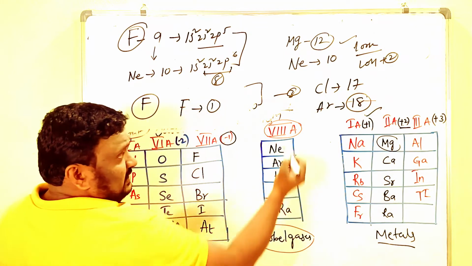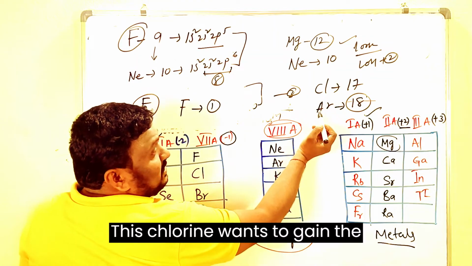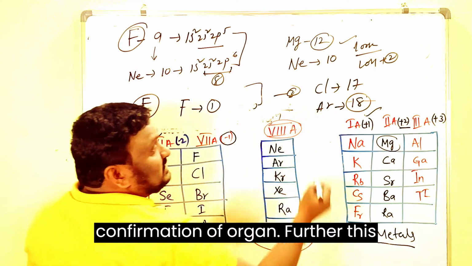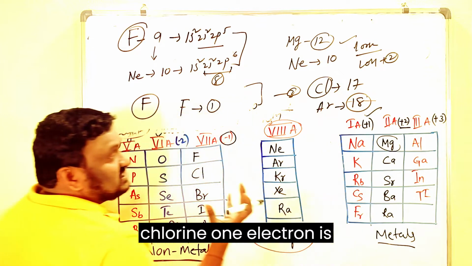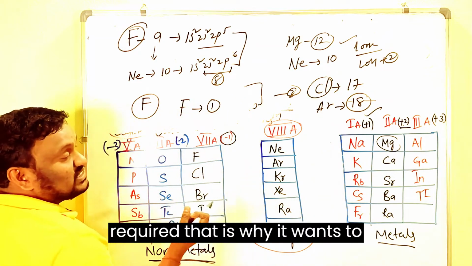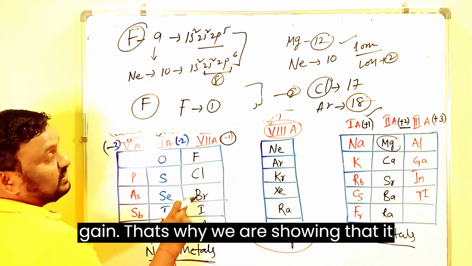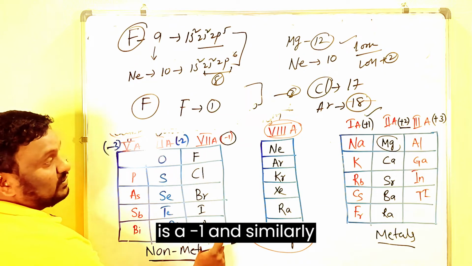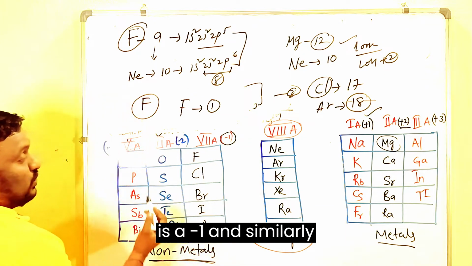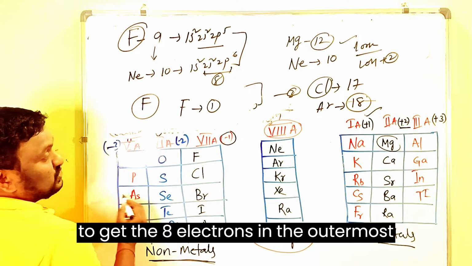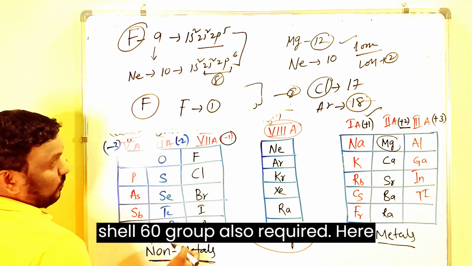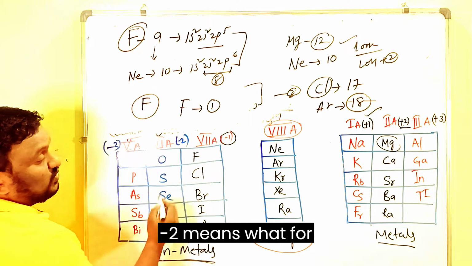This chlorine wants to gain the configuration of argon. For that, 1 electron is required. That's why it wants to gain, and that's why we show it as -1. Similarly, to get 8 electrons in the outermost shell, the 6th A group also requires... here, -2 means what?